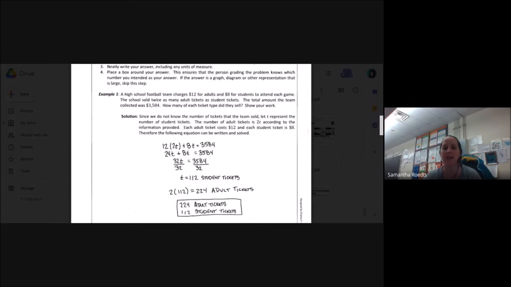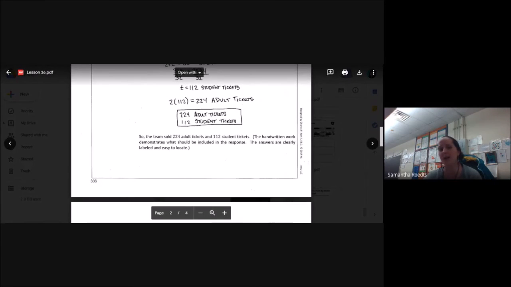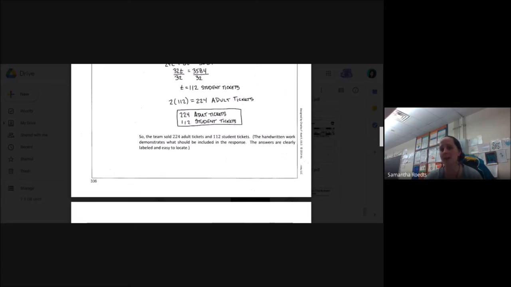12 times 2T plus 8T equals $3,584. And multiply 12 times 2 to get 24T plus 8T equals $3,584. I add 24T plus 8T and I get 32T. Then I divide both sides by 32. So T equals 112 student tickets. 2 times that value, because I substituted it back in, equals 224 adult tickets. And I boxed my answers. So the team sold 224 adult tickets and 112 student tickets. The handwritten work demonstrates what should be included in the response. The answers are clearly labeled and easy to locate.